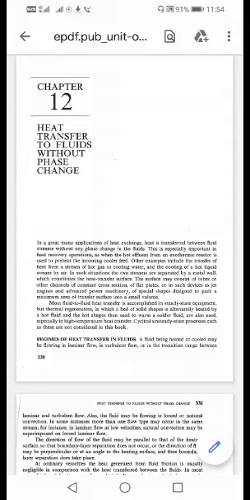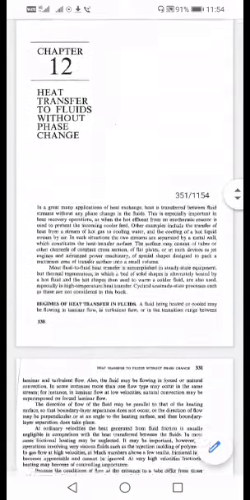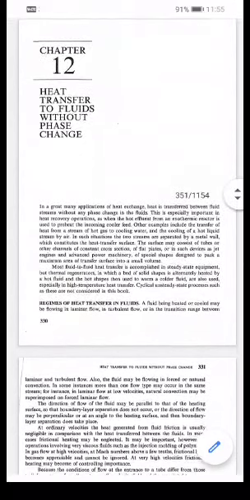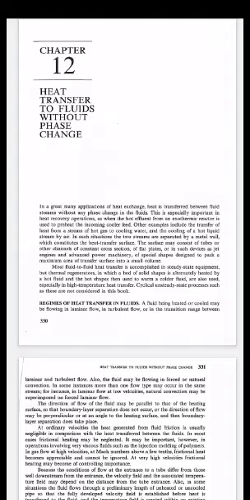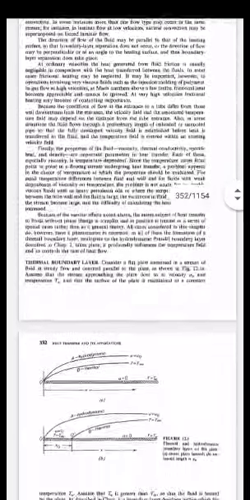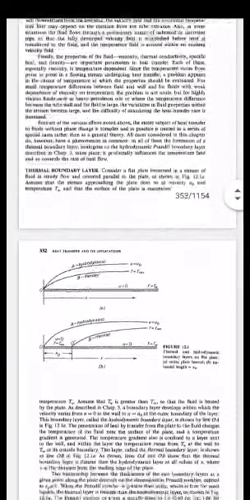Good morning, students. Up till now, we have gone through various chapters like conduction, principle of heat flow, heat exchange equipment, and now we are going to heat transfer to fluid without phase change. So already we have covered the thermal boundary layer and hydrodynamic boundary layer.